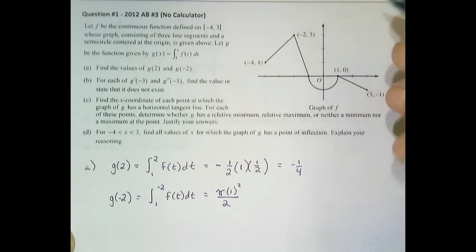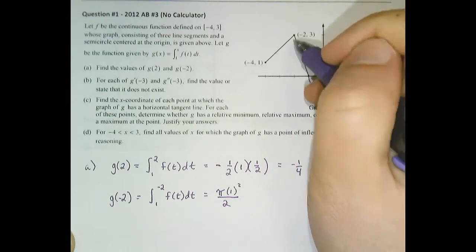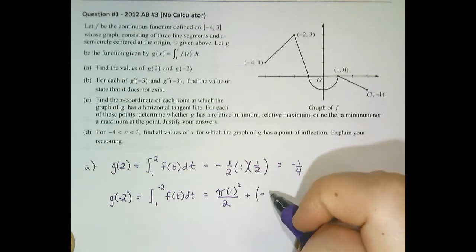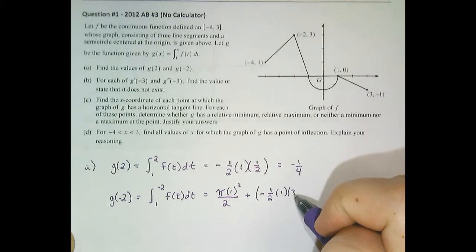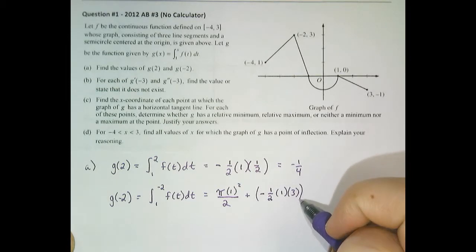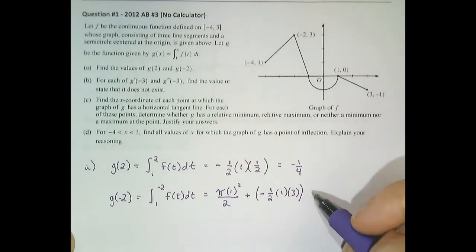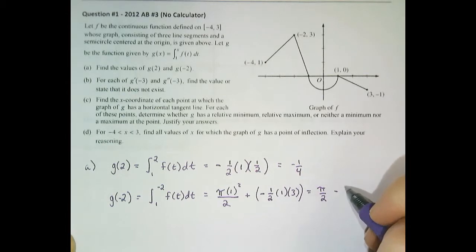So we're going to then add this triangle, but because the triangle is above the axis, it is going to be a negative triangle, 1/2 base of 1, height of 3. So the semicircle is positive and the triangle is negative. Those two add together to be pi halves minus 3/2.